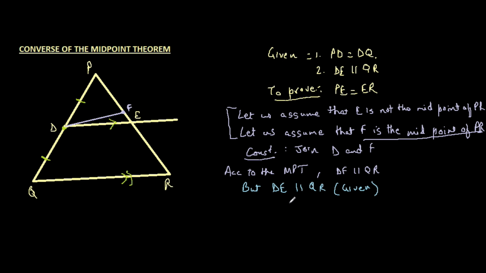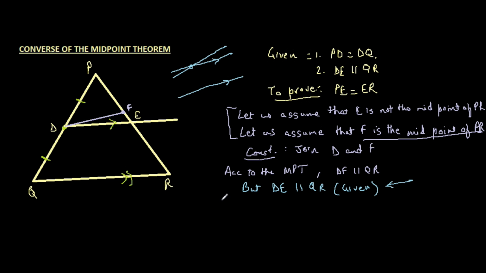Now if it has been given that DE is parallel to QR, then there cannot be another line passing through the same point D which is also parallel to QR. Imagine it this way: if this is a line and I've got a point over here, then a line passing through this point parallel to this line can be there. But passing through the same point, can I have another line which is again parallel to this? No, that cannot be true, because if it is passing through that point, it has to coincide with that line, right? Therefore, the only way this is possible is that F should also coincide with E.